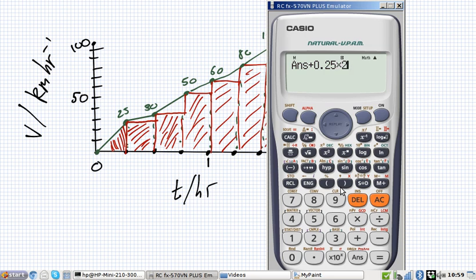Base by height plus base by height plus base by height plus base by height plus base by height. Then we have 4 triangles. Half the base by the height plus half the base by the height plus half the base by the height plus half the base by the height plus half the base by the height.